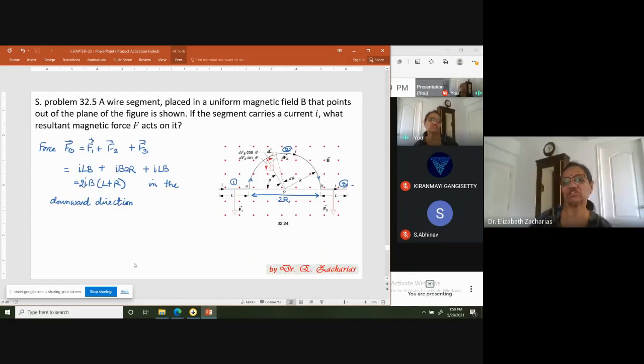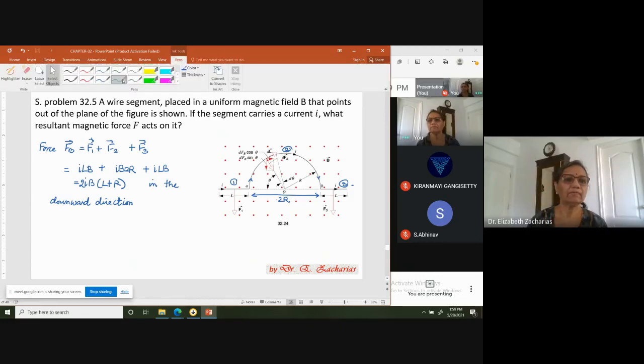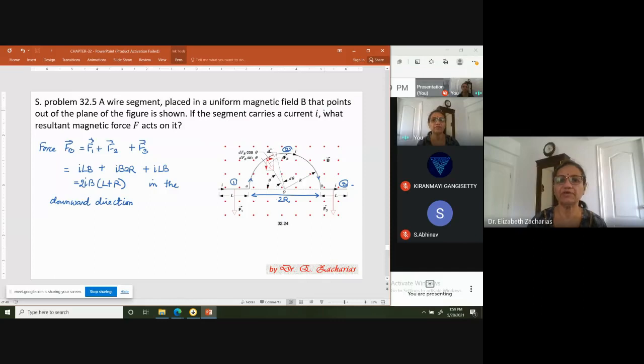Now let's try another problem. Actually, the author has done this problem slightly differently, but you don't need to do all that, which is what we are going to discuss now. There is a wire segment placed in a uniform magnetic field B, and the magnetic field is pointing out of the plane of the page, out of the screen. The segment carries a current I, so obviously the entire segment is going to have the current I only. What resultant magnetic force will act on this wire?